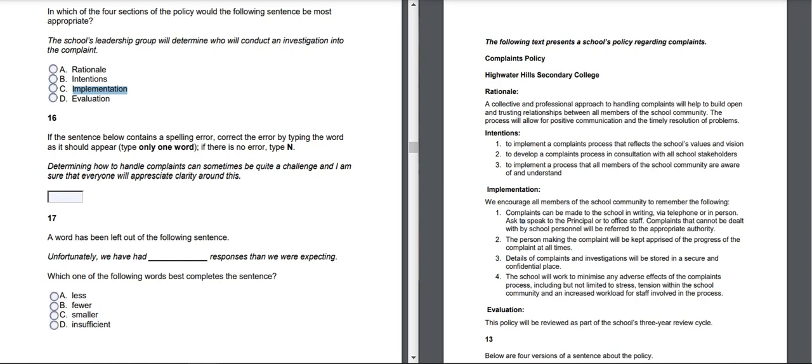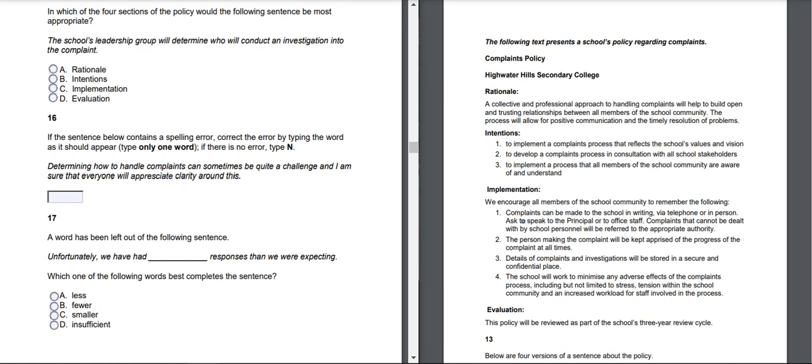16. So again, spelling errors. Let's see if we can find any. Determining how to handle complaints can sometimes be quite a challenge, and I'm sure that everyone will appreciate clarity around this. If you're reasonably well read, you'll definitely know that that's not how we spell appreciate. It won't have the S, so it'll be A-P-P-R-E-C-I-A-T-E. There'll be no S.